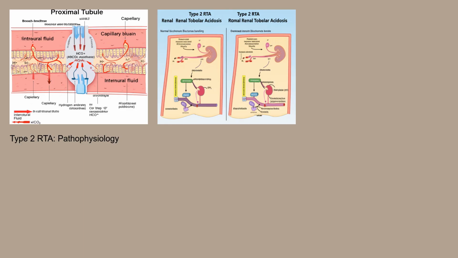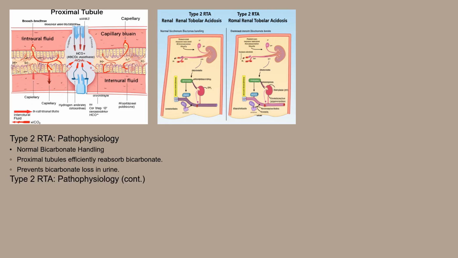Normally, the proximal tubules efficiently reclaim bicarbonate from the glomerular filtrate, preventing its loss in urine. In type 2 RTA, this reabsorption process is faulty. Bicarbonate is essentially leaked into the urine. This loss of bicarbonate leads to a decrease in blood bicarbonate levels, resulting in metabolic acidosis.